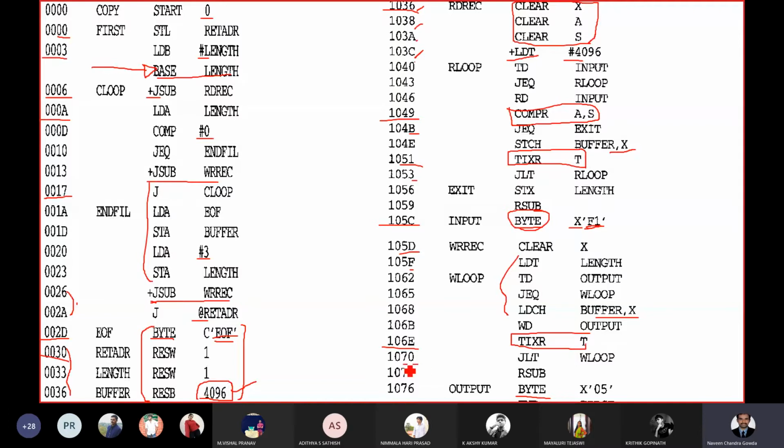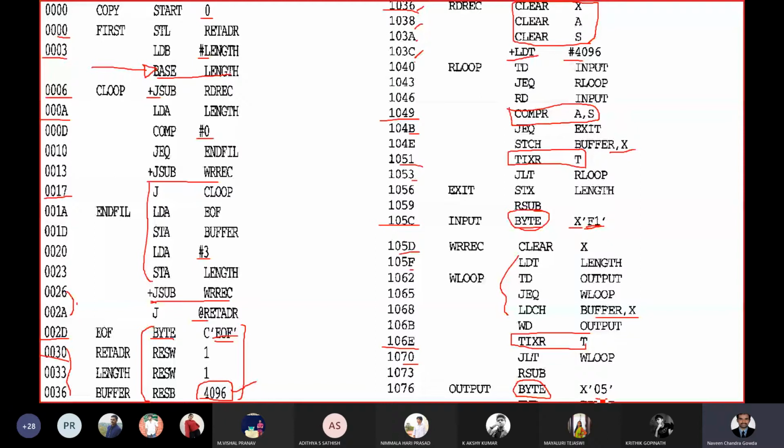Again, here we got BYTE X'05'. So again, there are 2 hexadecimal digits, which are 0 and 5. So when it is 0 and 5, we'll be allocating obviously 1 byte. So what would be the next address? It is 1077. I repeat, the last address is 1077. 76 plus 1 is 77.